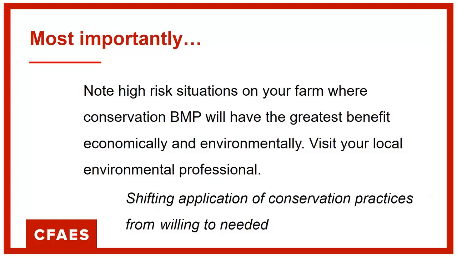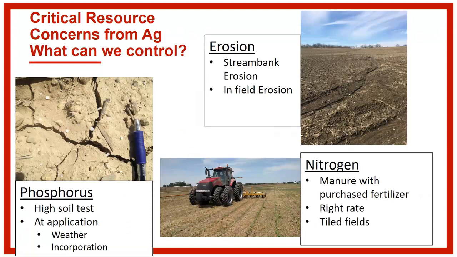We need to and want to move there quicker, and putting practices in the right places is very essential to that. And then I think the private-public partnership, something like we were talking about earlier, certainly is important, and we really tried to bring the private folks into the conversation here. Most agricultural concerns today in relationship to water quality revolve around three areas: erosion, phosphorus, and nitrogen.